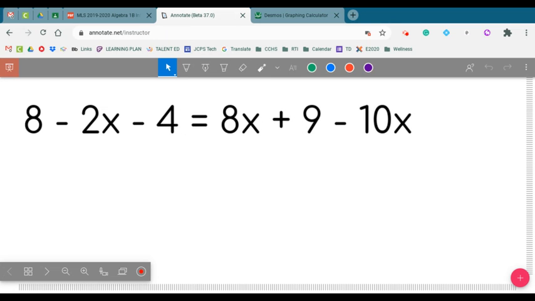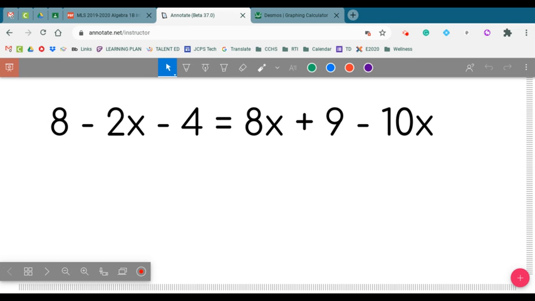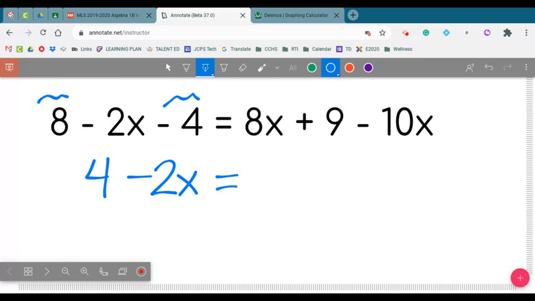We have 8 minus 2x minus 4 equals 8x plus 9 minus 10x. So there's no parentheses, so I don't need to distribute. My next step is to combine like terms. On the left side, I can combine my 8 and my negative 4. Those are going to give me 8 minus 4, which is 4, minus 2x equals, and then I can combine 8x and negative 10x on this side. It's going to give me negative 2x plus 9.